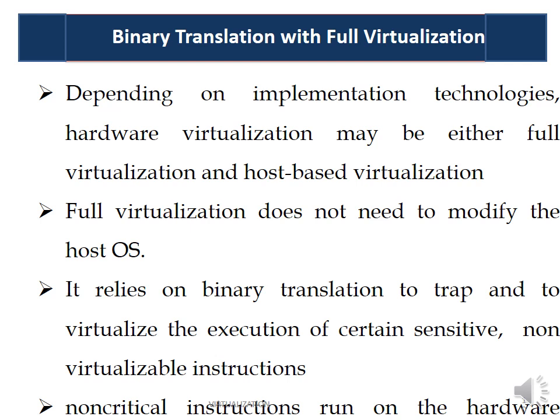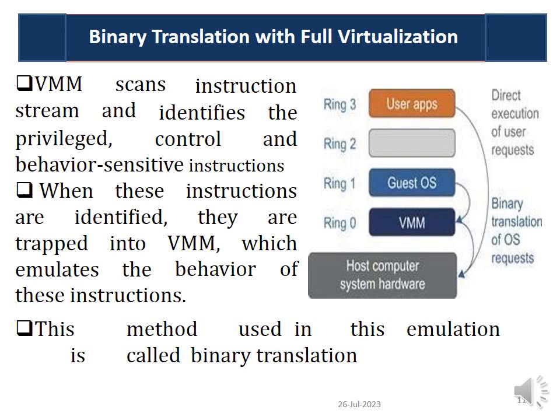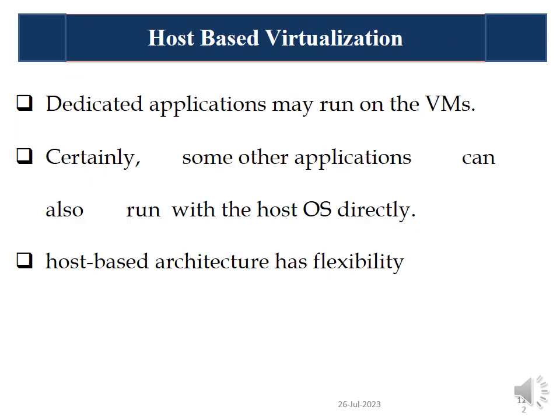Why are we doing binary translation? Including Java and everything, it will be transformed into bytecode, because it cannot be tracked, and the security will be higher. Binary translation with full virtualization scans the instruction stream and identifies the privileged instructions. When these instructions are identified, they are trapped by the virtual machine monitor, which emulates the behavior of the instruction. This method used in the emulation is called binary translation. It is shown in the diagram.